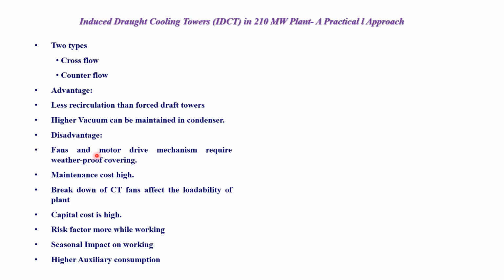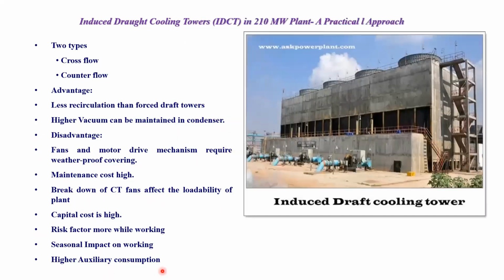Disadvantages: the fan and motor drive mechanism require waterproof covering. Maintenance cost is high. Breakdown of cooling tower fans affects the loadability of the plant, meaning the plant has to reduce the load if more than one or two cooling tower fans fail. Capital cost is high. Risk factor is more while working. Seasonal impact on working: if there is a cloudy atmosphere, the performance of the cooling tower reduces, and there are higher auxiliary consumptions due to the motor sets.